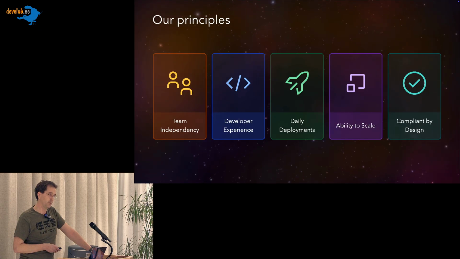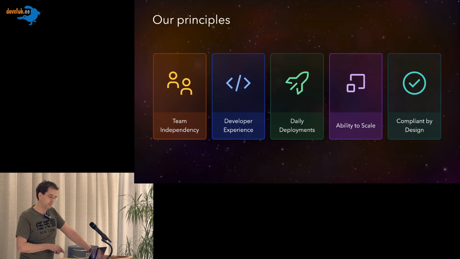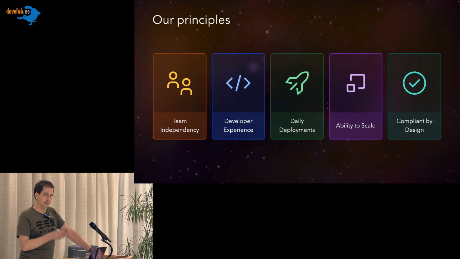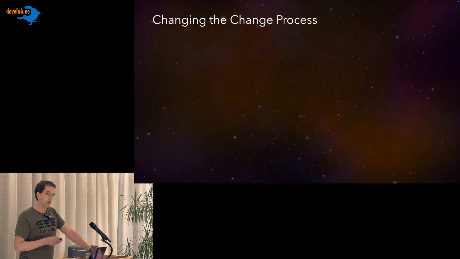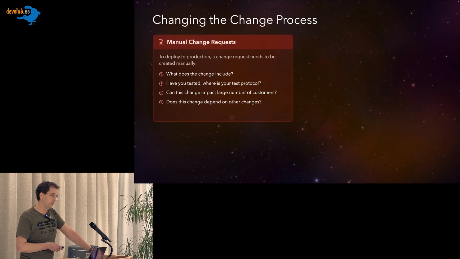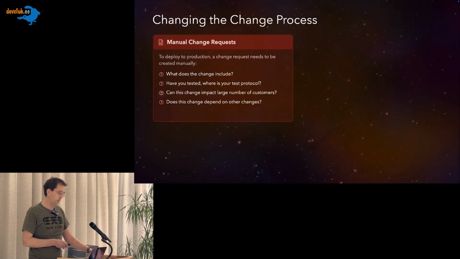And one of the first stories is basically the daily deployments here. Because when we started this very late in 2019, and when we started having the conversations, we had a change process. So when you need to go to production, you need to create a change request. And on that change request, you need to write a lot of things in manually.